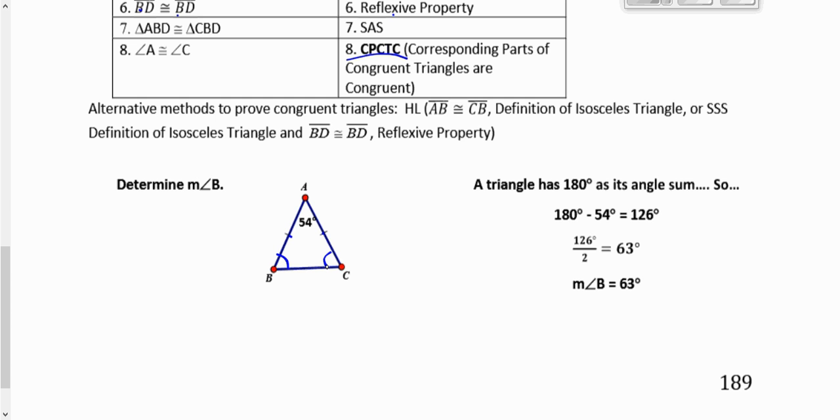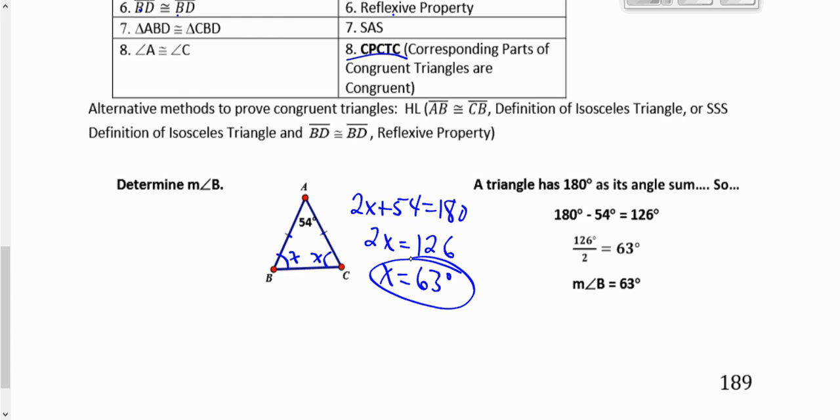So they do this in a practically figured-out way. Can we do it algebraically? If that's x and they're equal, what's the equation? X plus x is 2x, and the angles add to 180. Subtract, so we get 2x equals what? 126. What does x equal? So we did the same thing here, but algebraically.